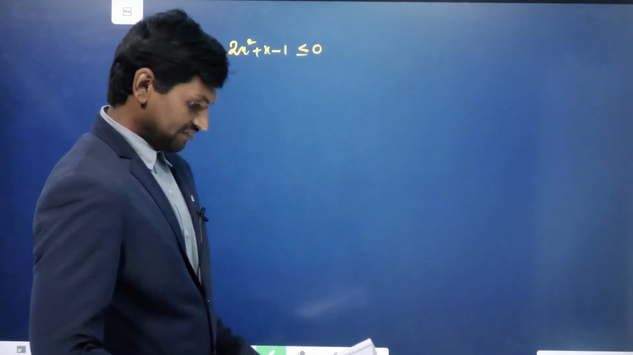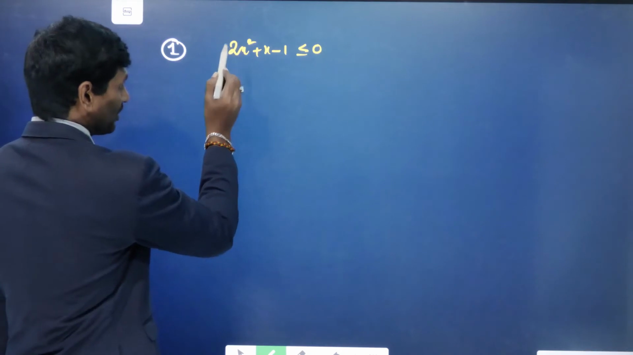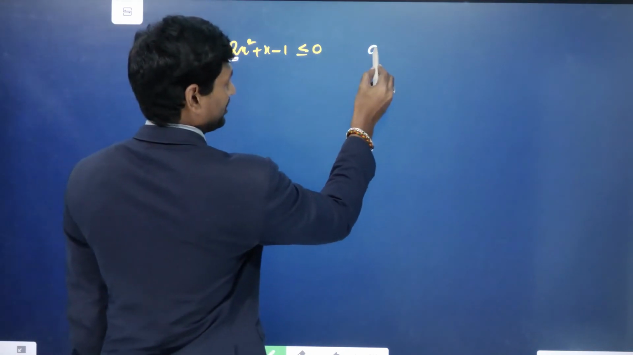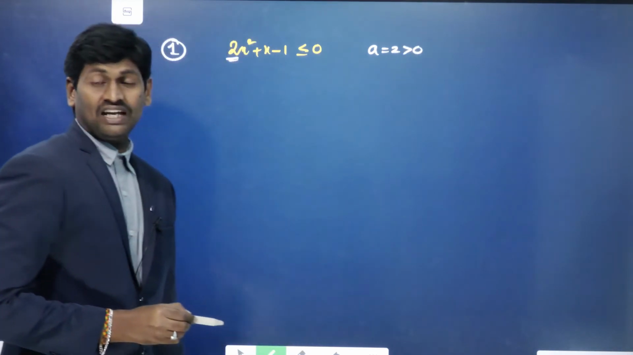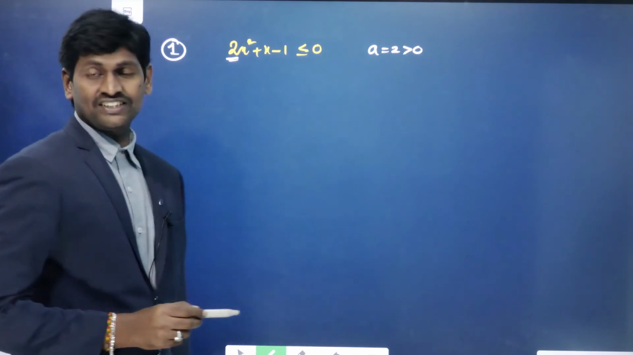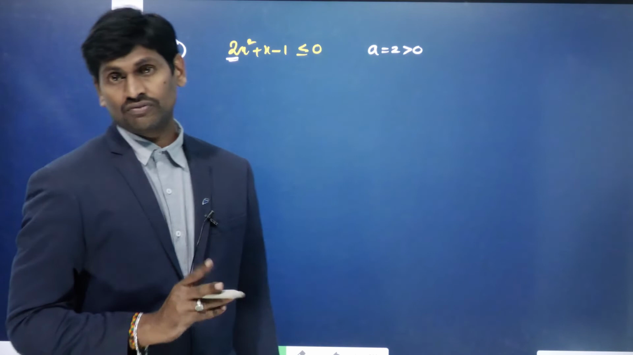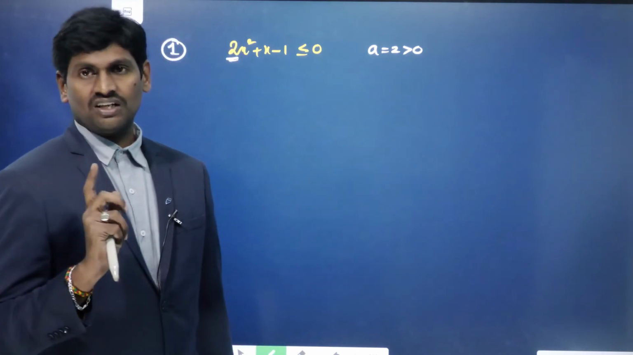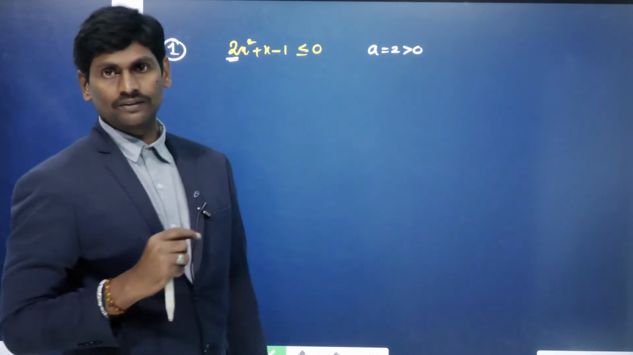So we need to identify the x value. Now check what is the x square coefficient here. X square coefficient is 2. That means a value is 2, nothing but greater than 0. And the entire expression is less than 0. Opposite sign is only possible for the first case, that means delta greater than 0. The roots lie between, that means x values lie between alpha and beta.